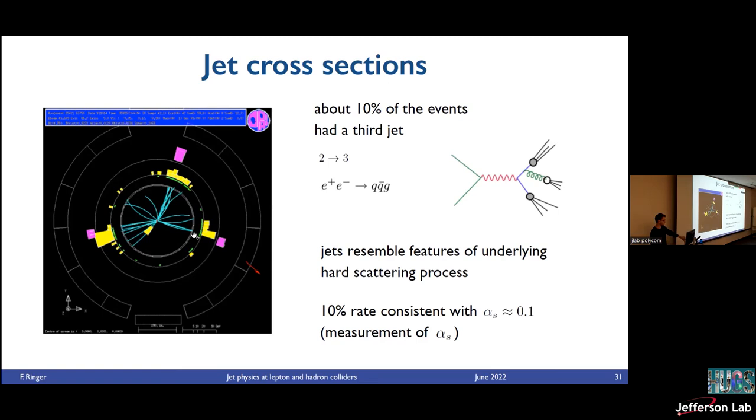And so what they found is that about 10% of the events have a third jet. And they come from these types of emissions in terms of the perturbative QCD language, where I have an additional emission of a hard gluon that produces a third jet that I can then see here. Generally the 10% can also be understood because alpha S is more or less 0.1. And so about 10% of the events have this additional gluon jet, and it's more or less consistent with alpha S. So these actual events resemble this hard scattering process. Okay.